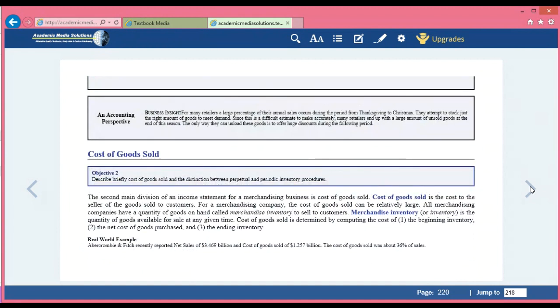When it comes to inventory, we have another issue we have to deal with, and that is determining the cost of the goods that we sold. Well, you have to be very careful to know how much profit you're making on the goods that you're selling. So we have to talk about cost of goods sold.